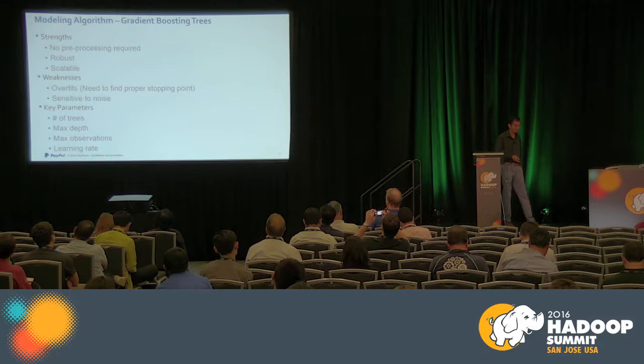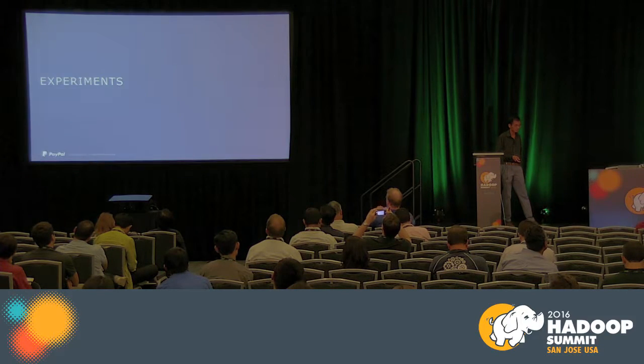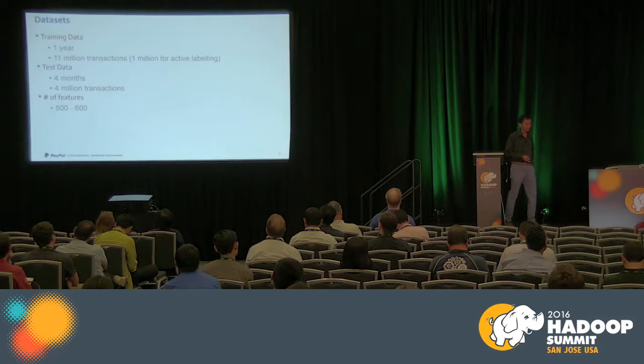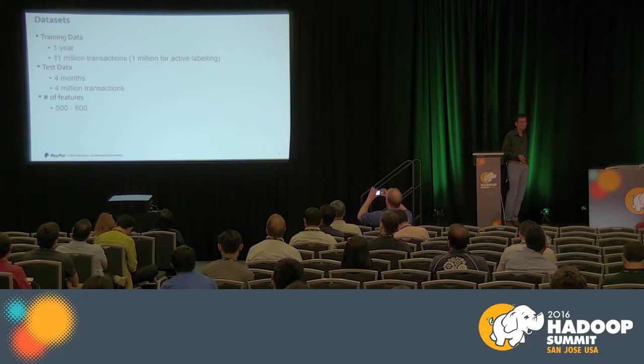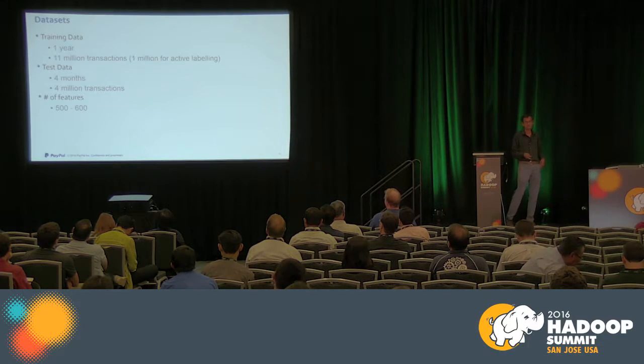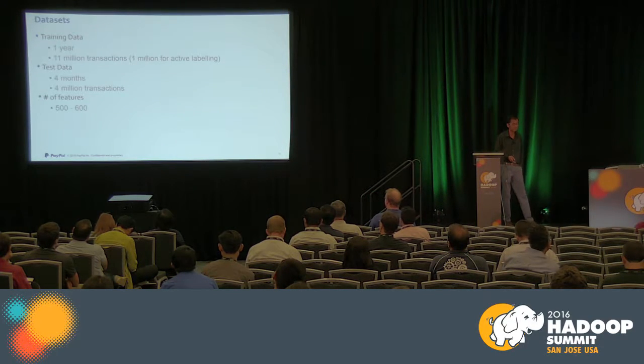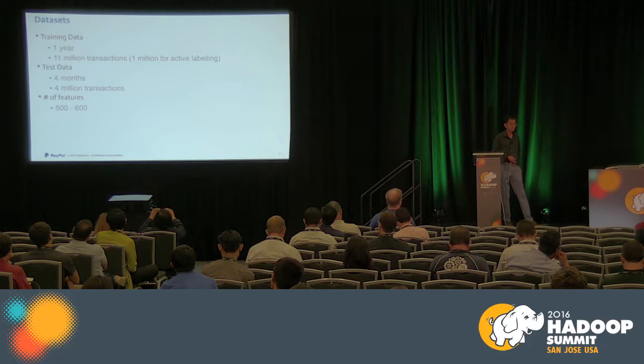So I already went through all of this. For the experiment, the training data for this particular work was one year's worth of data. 11 million transactions is a small subset of one specific type of fraud, where we wanted to see whether active learning helps, and 1 million was used for active labeling. The test data is about 4 months and 4 million transactions. About 600 features were used for building the model.